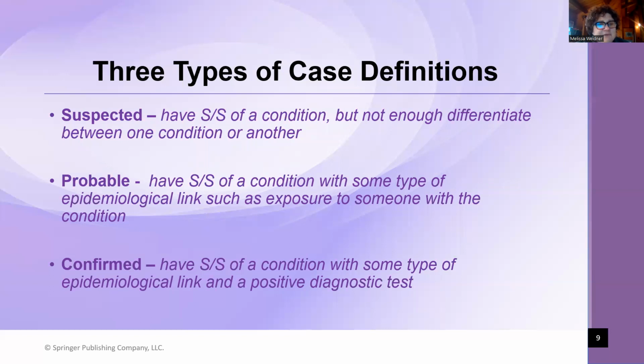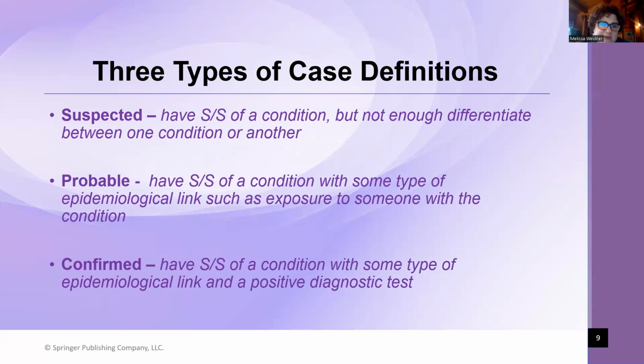Probable is when someone has signs or symptoms of a condition with some type of epidemiological link, such as an exposure to someone with the condition. So again, think back to before we could confirm COVID. If we knew someone had COVID and we were around them and we probably got it, that would be a probable case definition if you had the signs and symptoms.